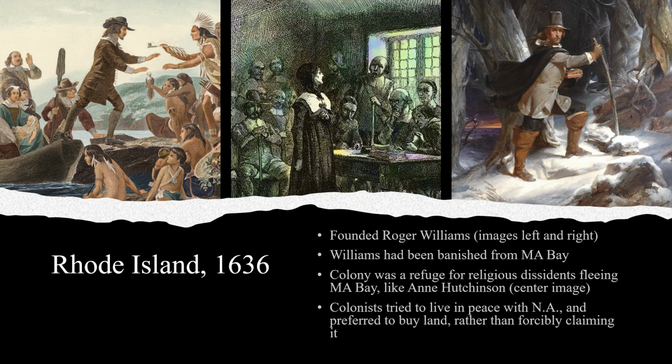In response, Williams and his followers established Providence in what would become Rhode Island. Rhode Island was intended to be a settlement where colonists could be free to practice Christianity as they saw fit. Williams also committed to trying to keep peace with Native Americans, so he and his colonists purchased land from Native Americans rather than claiming it for themselves, as had been done at Jamestown in Massachusetts Bay.